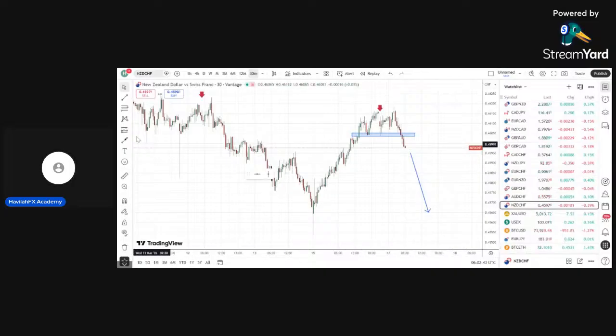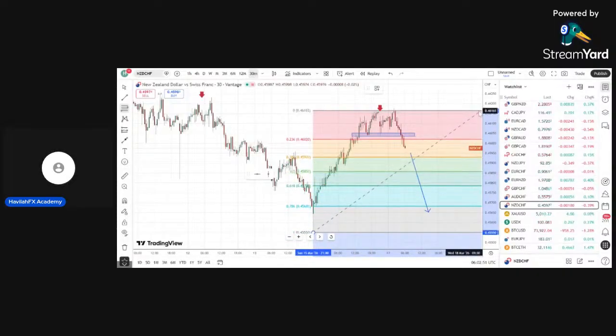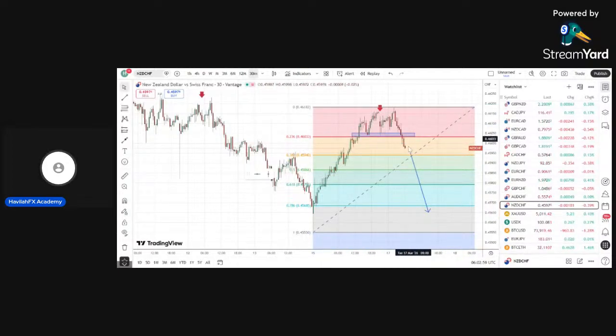It's still coming down. And looking at Fibonacci levels, let's check the Fibonacci retracement tool and see potential regions where price is expected to drop to. Price has already broken Fibonacci 23.6. It's going to approach Fibonacci 38.2, Fibonacci 50, and possibly Fibonacci 61.8 in the course of today.